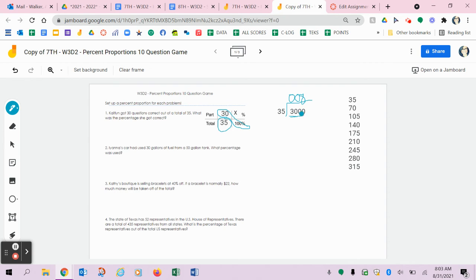And it's hard to kind of line these up. Right now I should be over this 0 right here. 8 times 35 is 280. I bring down another 0. 35 goes into 200. 200 would fall right here. So 1, 2, 3, 4, 5.